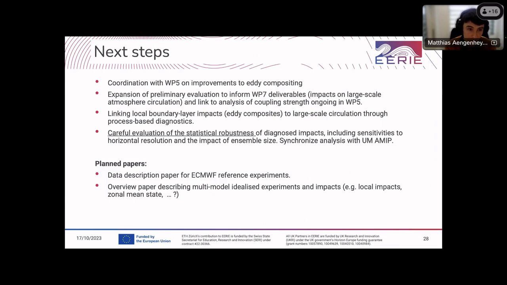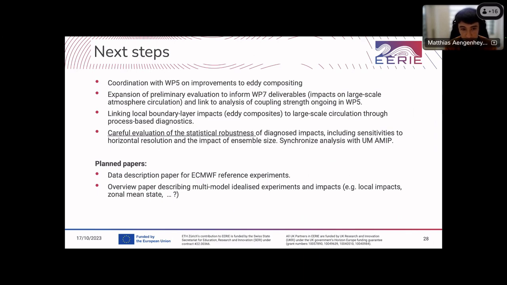And then, as I've said, what we're really looking for is a way to link these local boundary layer impacts that we can do quite well with eddy composites to the large-scale circulation that I touched on in the end. And the question is how to reliably identify these missing links. And there's some work in progress on this.